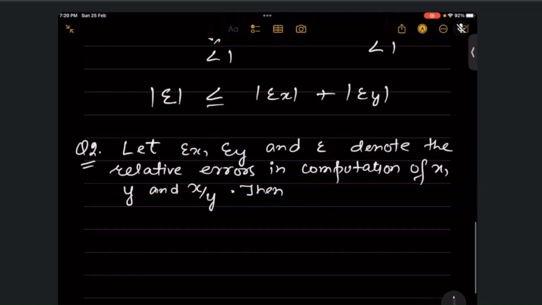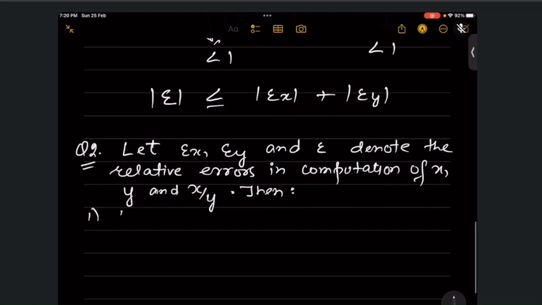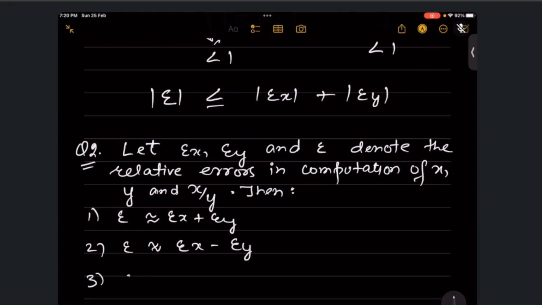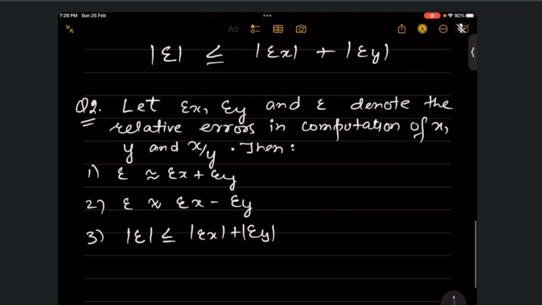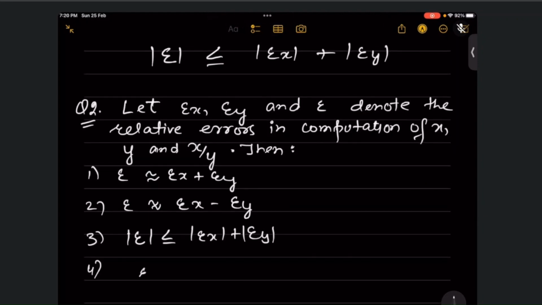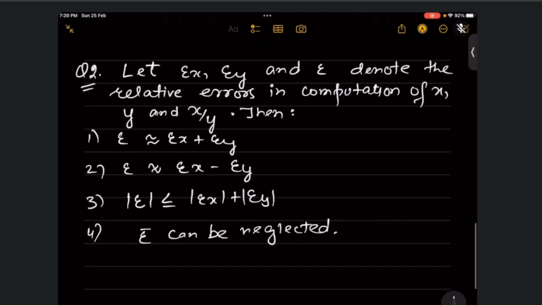Then, option one: epsilon is equal to epsilon x plus epsilon y. Option two: epsilon is approximately equal to epsilon x minus epsilon y. Option three: mod of epsilon is less than or equal to epsilon x plus epsilon y. And the fourth option is epsilon can be neglected. So give this question a try, then we will discuss it.